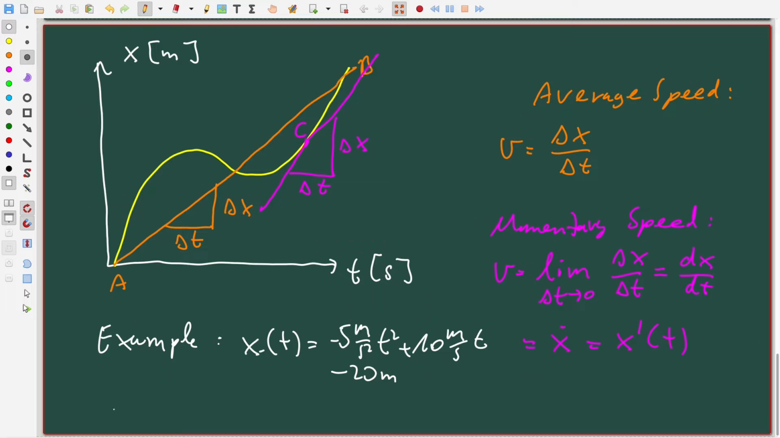So now we want to calculate the speed from that v, and then we have to calculate the derivative, as I said before. So we have to calculate dx over dt, and this is minus 5 meter per square second t square. So this t square turns into 2t, and we can write minus 10 meter per square second t plus 10 meter per second. This t vanishes, and the constant here is also equal to 0. So this would be the momentary speed v, which is also a function of t, by the way, if our x of t is given.